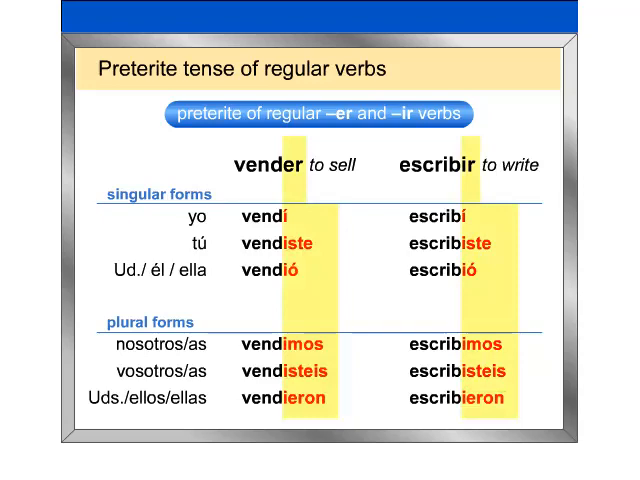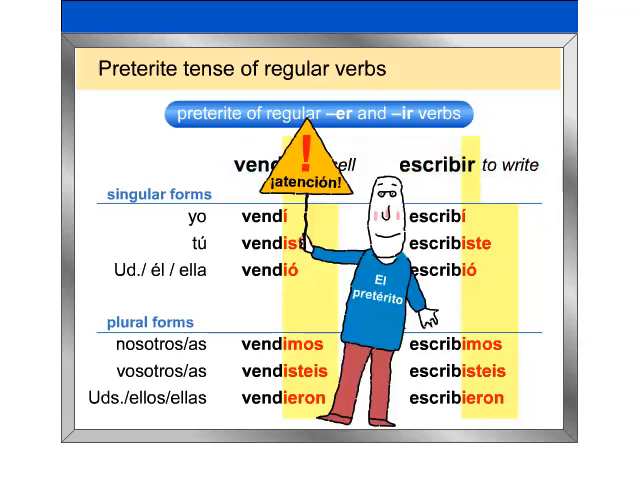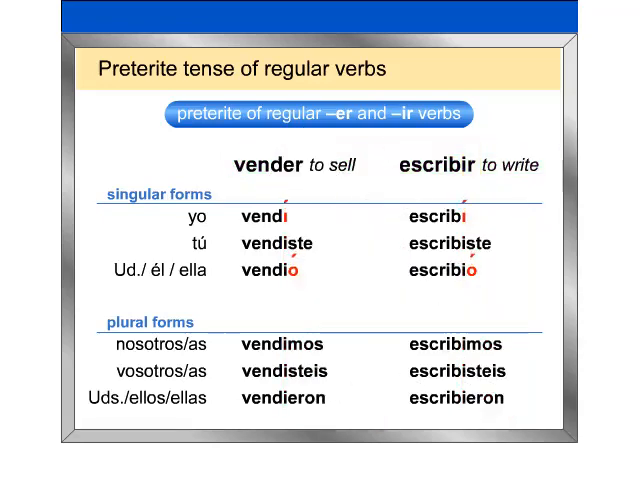As you can see, the preterite endings for vender and escribir are identical. Atención! Note that the yo and the usted, él, ella forms of all three conjugations have written accents on the last syllable to show where it is stressed.